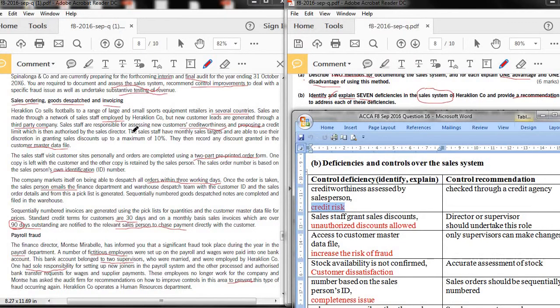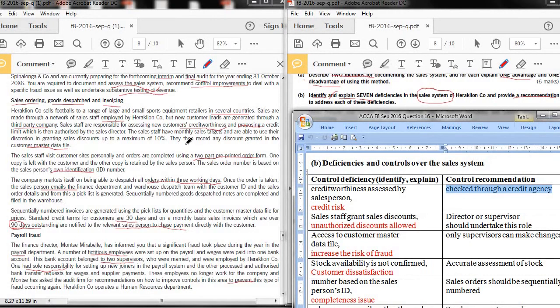Here in the sales system, as we already discussed, the credit worthiness of the customer is assessed by the salesperson. There is a credit risk. Maybe he is not credit worthy and you are going to sell them. Maybe the Heraklion will be unable to recover the money for the sale. So the recommendation is that it should be checked by any credit agency.